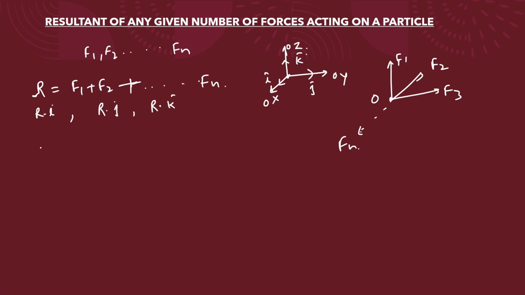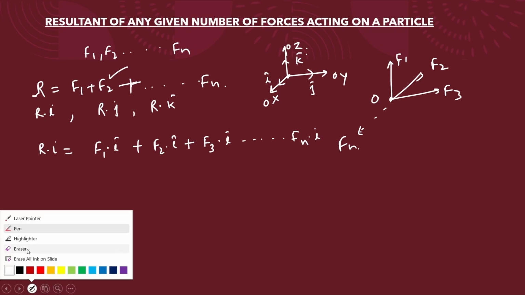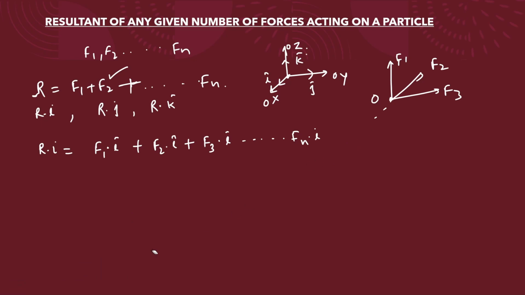So we have R dot i is equal to the resolved components of all the forces F1, F2 up to Fn along the x direction: F1 dot i plus the resolved component of F2 along the x direction, F2 dot i. Similarly, the resolved component of F3 along the x direction is F3 dot i, and similarly Fn dot i. Let us consider the resolved component of all the forces along the x direction as X.